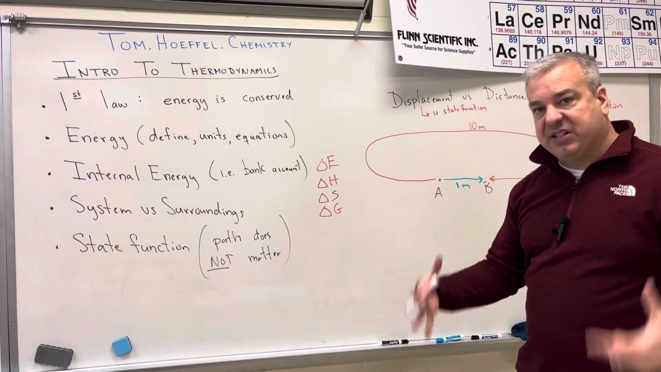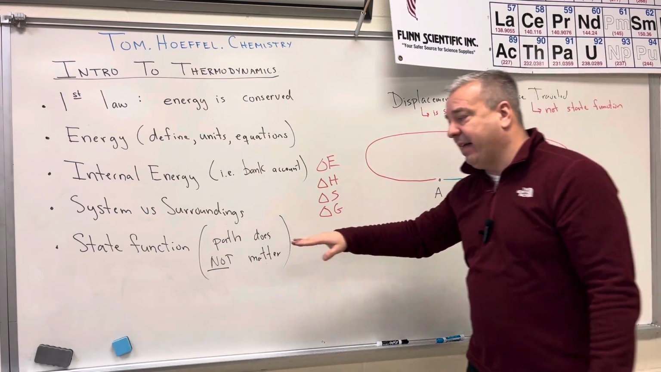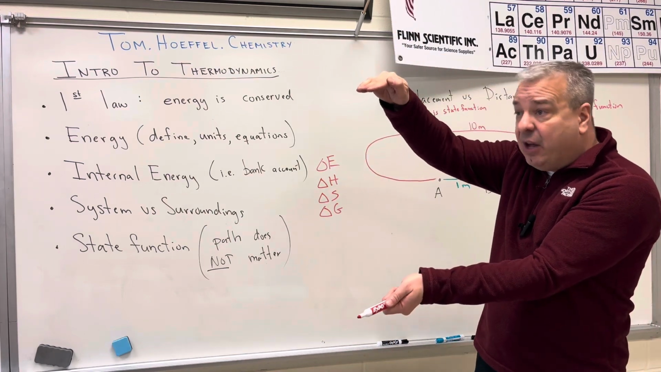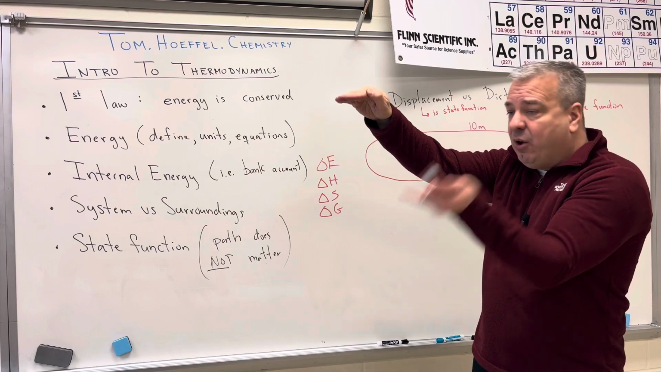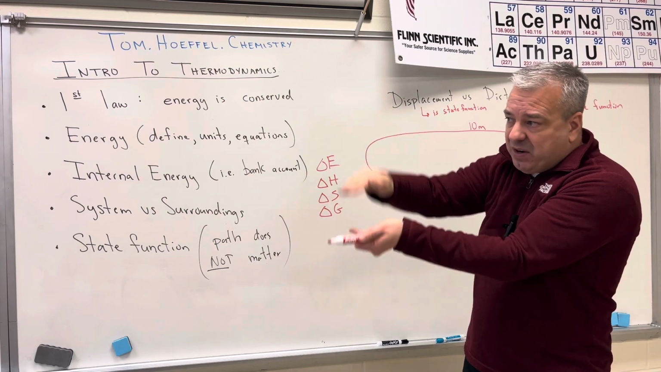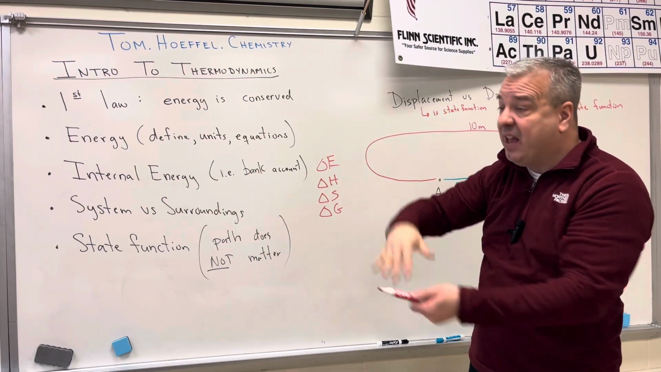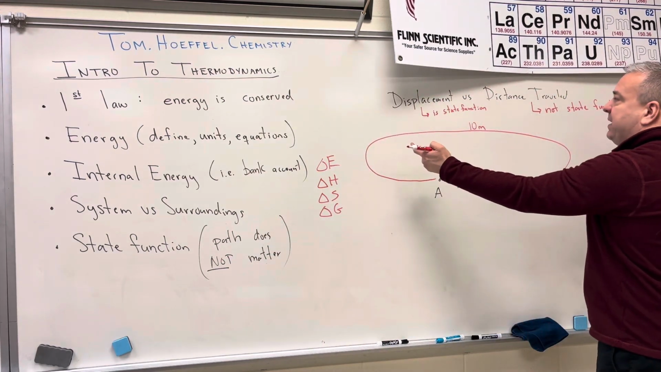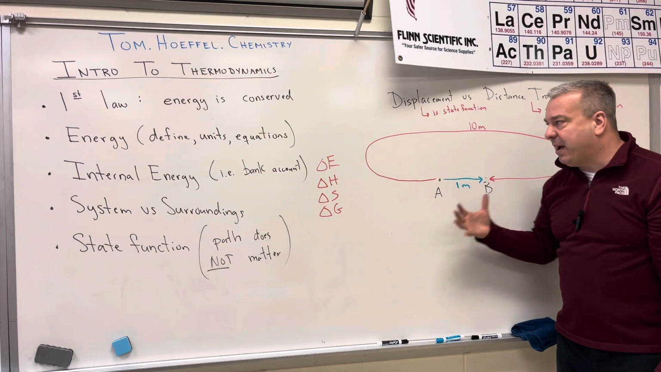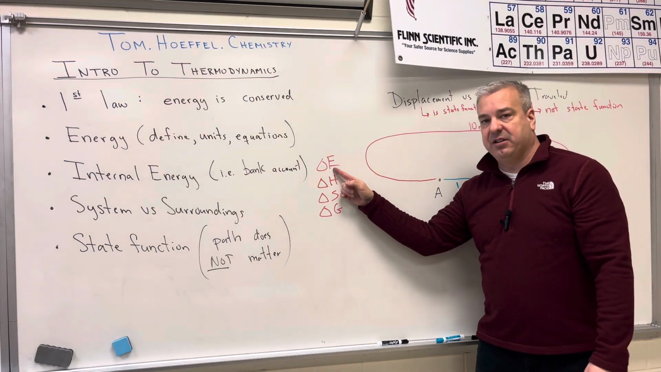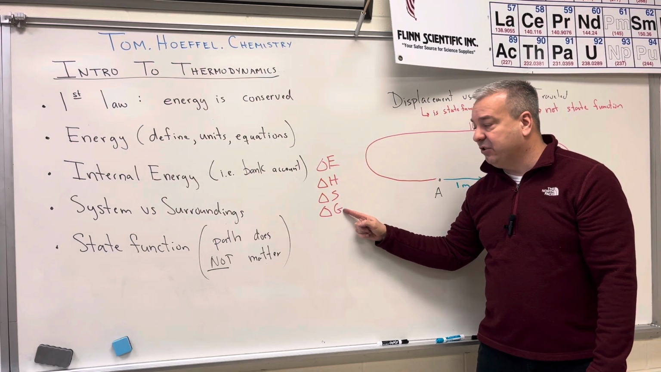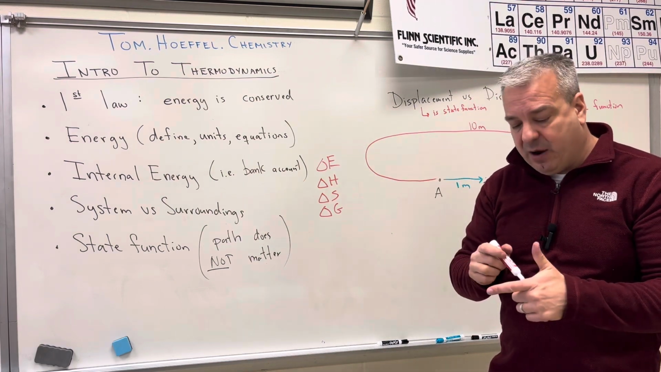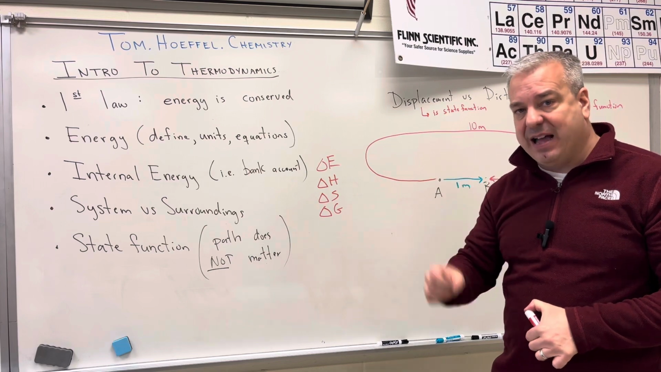Those things are state functions where the path doesn't matter. It doesn't matter if you go up, down, up, down, up, down. All that matters is where were you in position one, where are you in position two, and what's the difference between those positions. That is what a state function is. And I'm using displacement versus distance traveled to talk about it because that's a little bit easier than talking about delta E, delta H, delta S, or delta G. But fundamentally, it's the same idea, where the path does not matter.